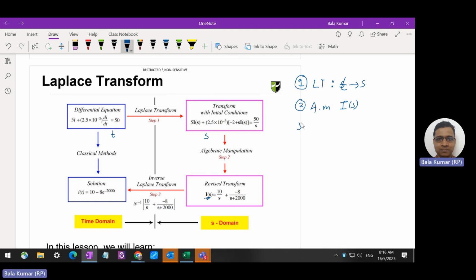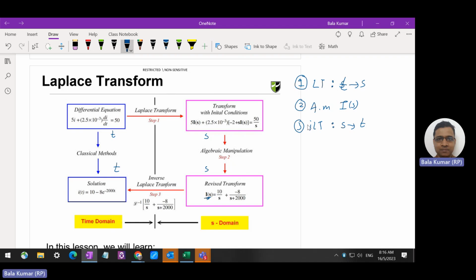And then the third step is to do inverse Laplace transform to transform this back from S domain back to time domain. So this is inverse Laplace transform, to transform it back from S domain to time domain. So these are the three main steps.